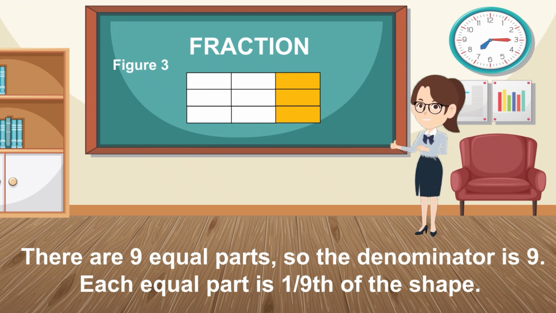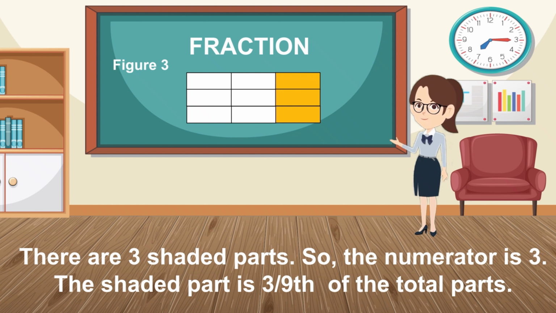In figure 3, there are 9 equal parts, so the denominator is 9. Each equal part is 1/9 of the shape. There are 3 shaded parts, so the numerator is 3. The shaded part is 3/9 of the total parts.